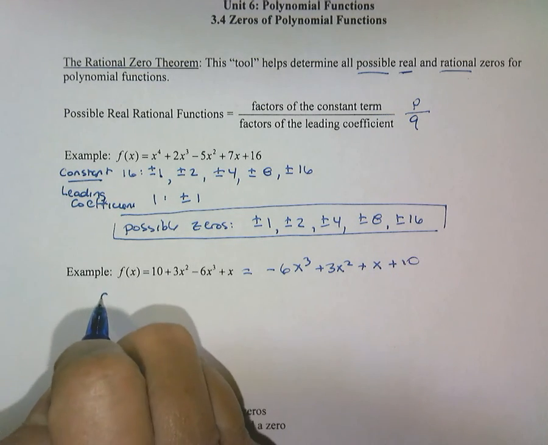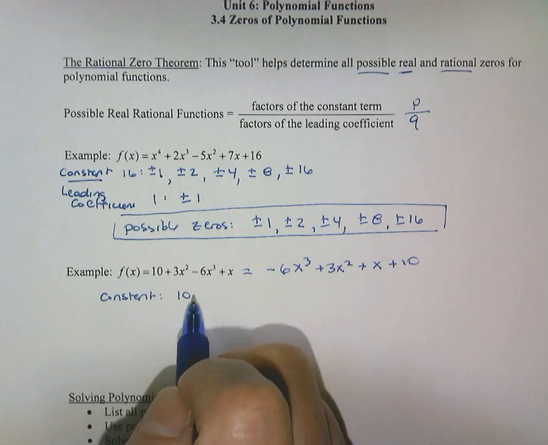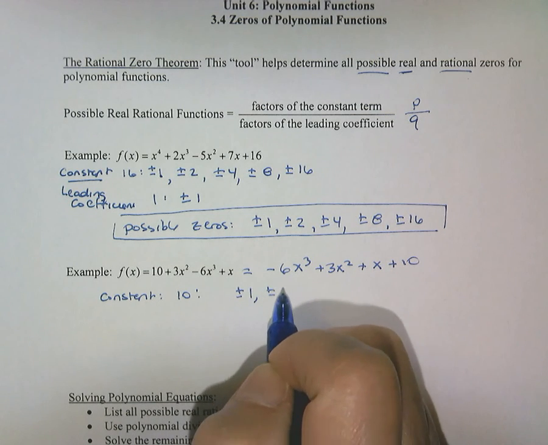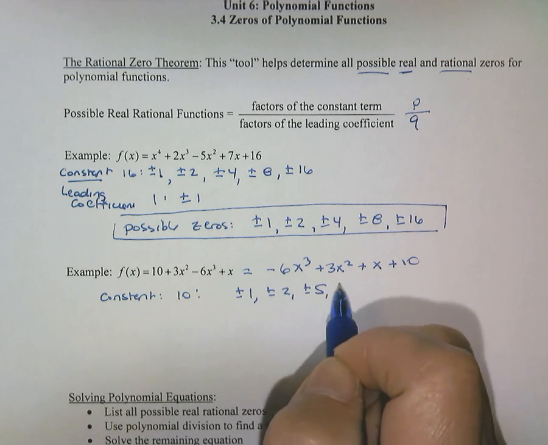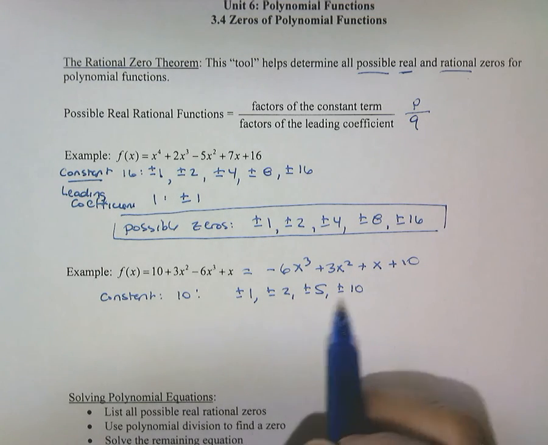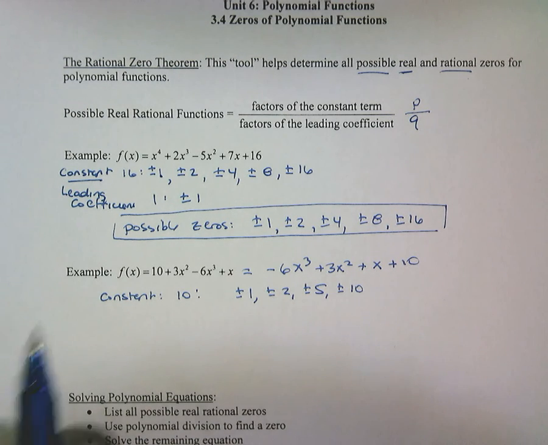So my constant is 10. So the factors of 10 are going to be plus or minus 1, plus or minus 2, plus or minus 5, plus or minus 10. 1 times 10, -1 times -10. 2 times 5, -2 multiplied by -5.